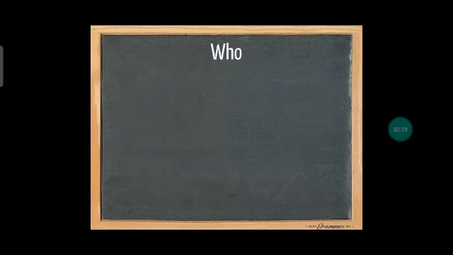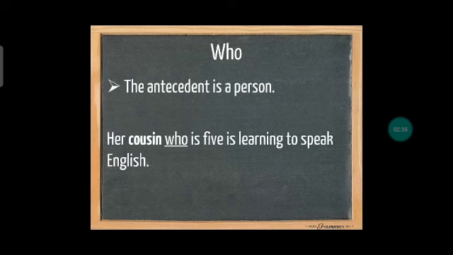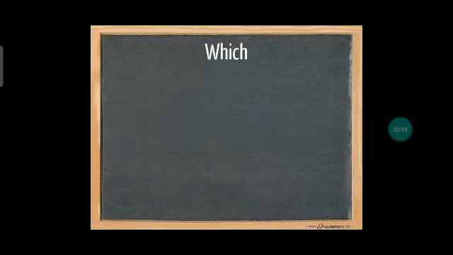Let's have who, the first relative pronoun. The antecedent is a person with who. Her cousin, who is 5, is learning to speak English. Who refers to cousin, which is a person. My neighbors who are old complain a lot. Who refers to neighbors. So who refers to a person.